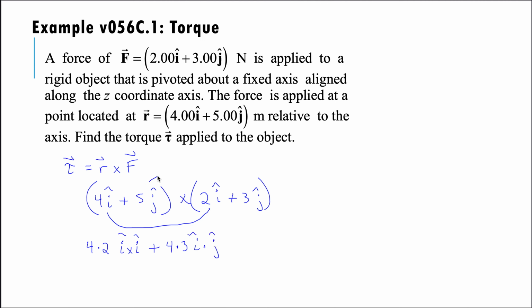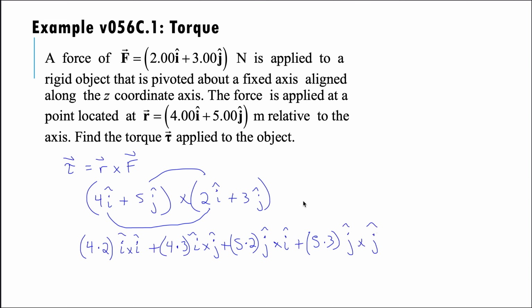And then we're going to do 5J cross 2I, so 5 times 2. I'm going to write these numbers in parentheses here. And this is going to be J cross I. Oops, this should be a cross, not a dot right here. J cross I. And then the last terms, remember we're using the FOIL method, right? First, outer, inner, and last. So 5 times 3, J cross J.